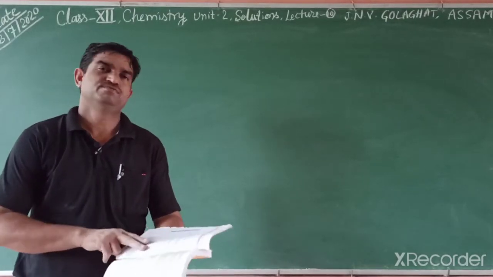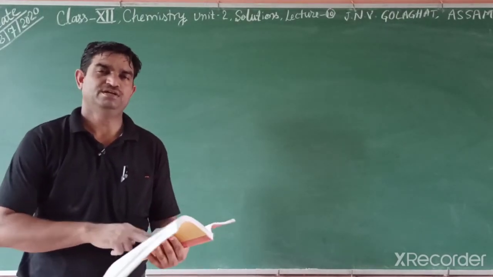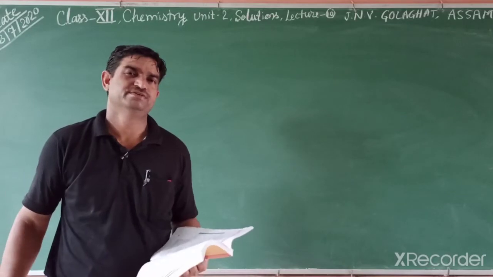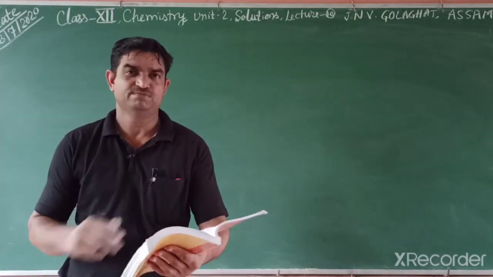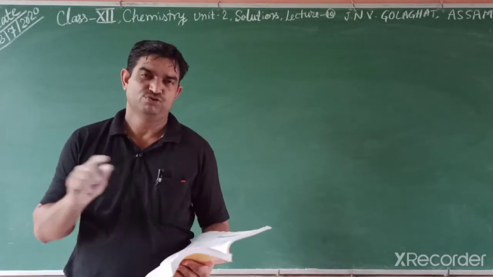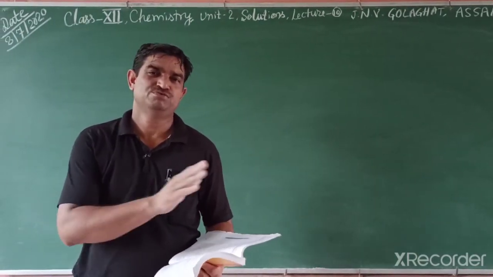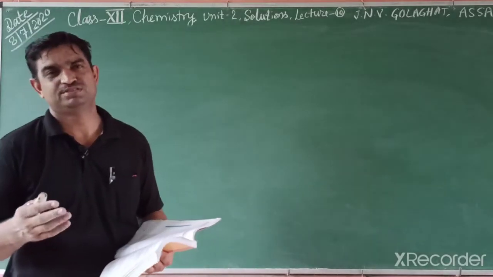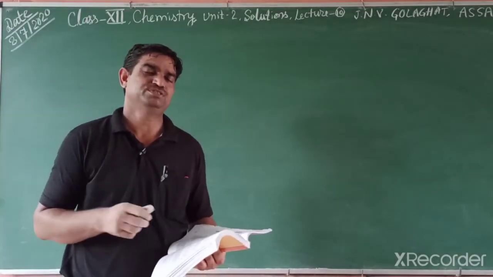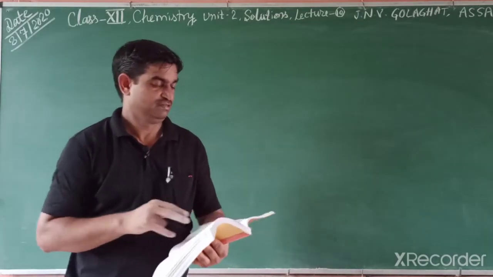Today students, we solve the first numerical related to Henry's law. The numerical is given in your NCERT book, page number 40, as a solved numerical, but I want to explain this numerical to students because it creates problems. Many times students can't solve this numerical.